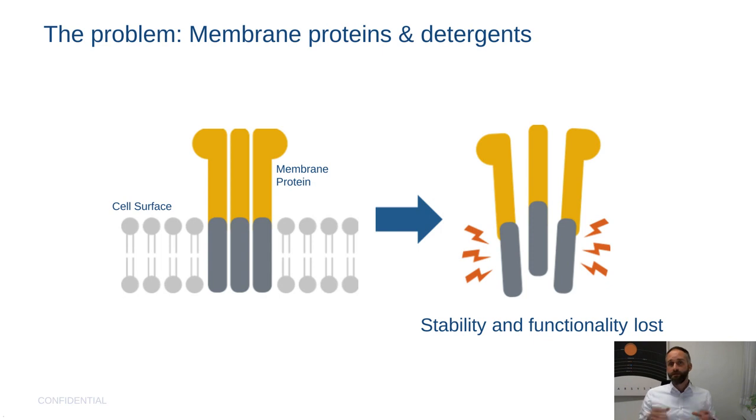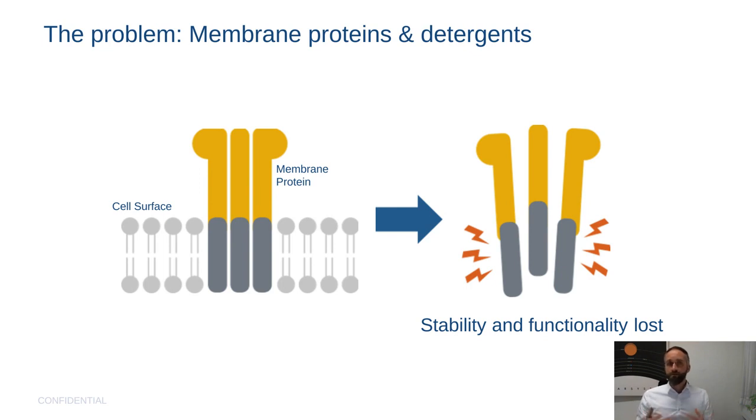The problem is that those detergents are very often just a poor mimic of those lipids, because they're lacking the specific charges, the specific acyl chains, for example. Very often you lose the stability or functionality, or you strip away some important binding partners, or you disrupt the entire association of the membrane protein with its partners. So detergents are a bit tricky to handle.